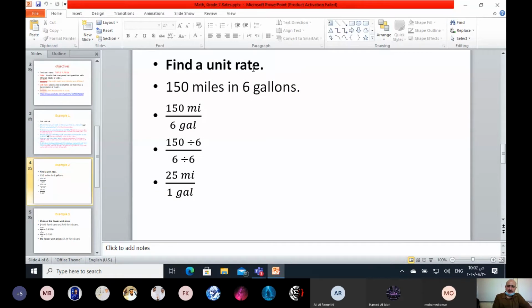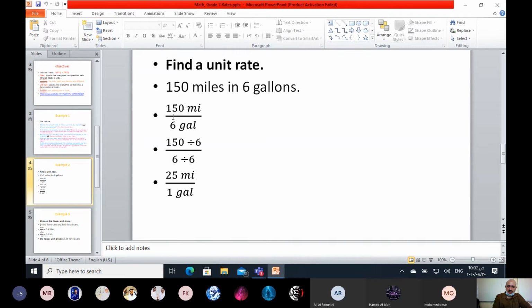Find a unit rate. The question here: we have 150 miles in 6 gallons. As you see here, we have miles and gallons, different units. So the first step, write as a ratio, using a fraction. Put 150 miles up and 6 gallons down.